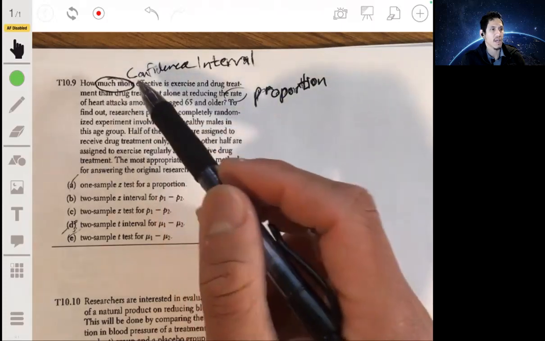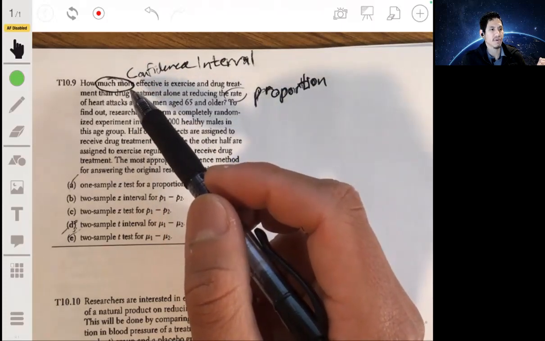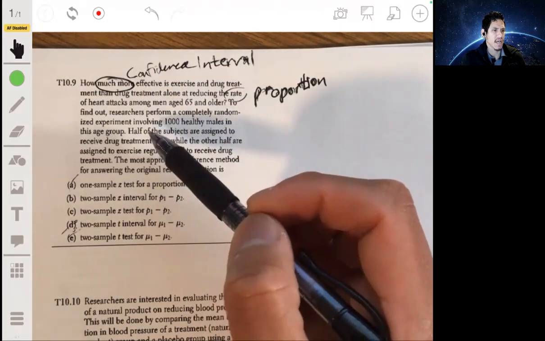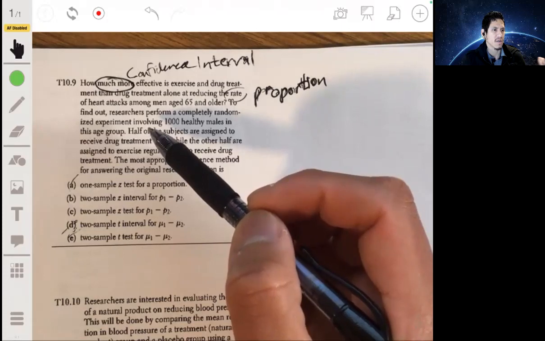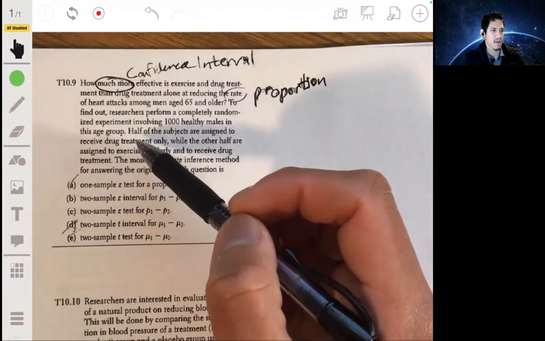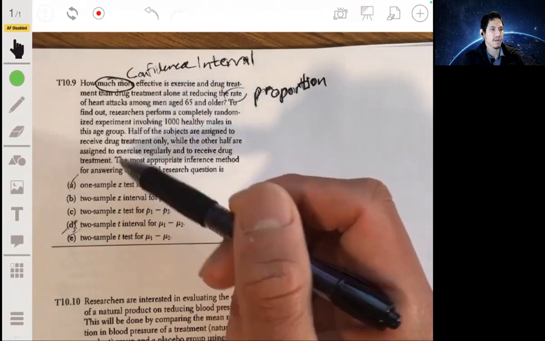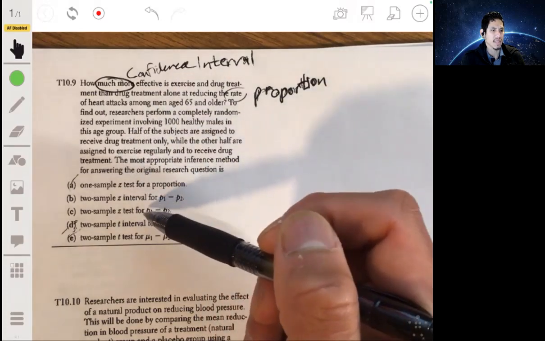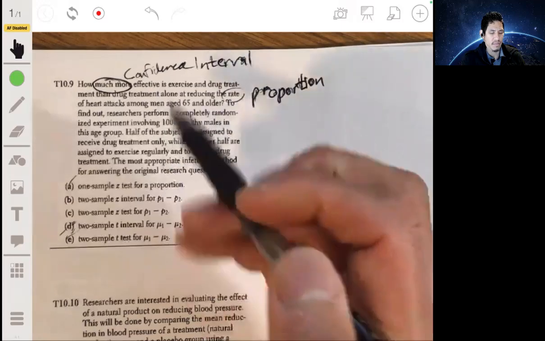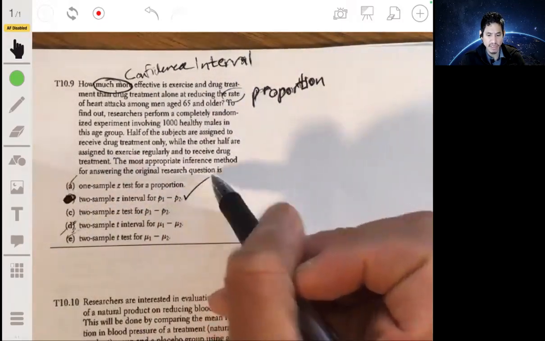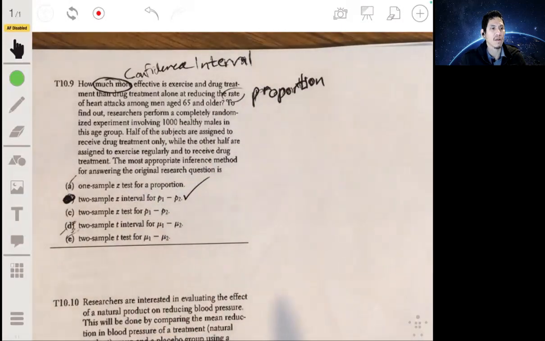If the question was, is exercising and taking a medication more effective than just receiving the drug, if it was just a yes or no question, then it would be a Z test. But since it's asking for how much more, our answer is going to be B. We're going to want a two sample Z interval.